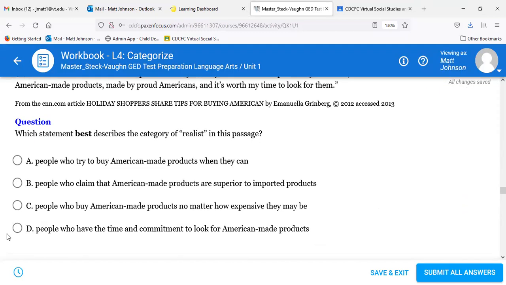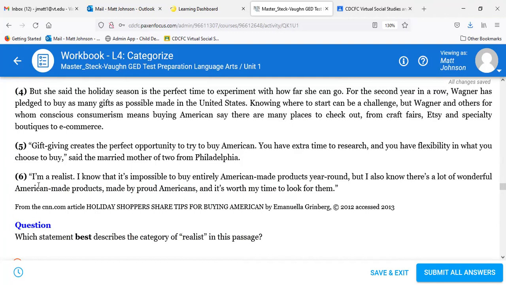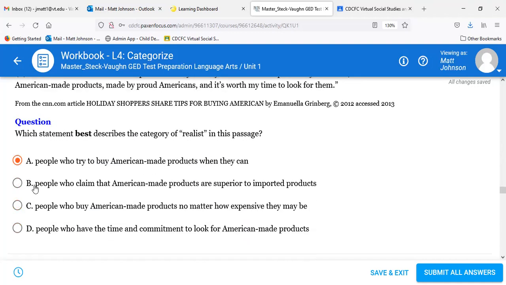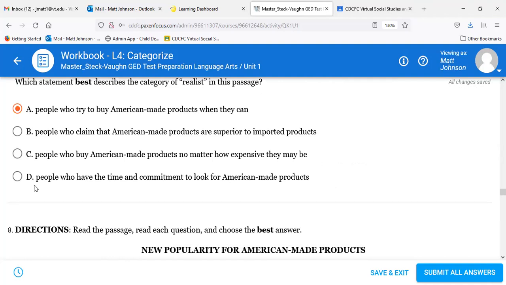Seven. Which best describes the category of a realist in this passage? A, people who try to buy American-made products when they can. B, people who claim that American-made products are superior. C, people who buy American-made products no matter how expensive. Or D, people who have the time and commitment to look for American-made products. It's A. The idea of a realist is someone who understands that you can't always have things your way. So people are trying to buy American-made products when they can. Right here at the end, she says, I'm a realist. I know that it's impossible to buy entirely American-made products year round. So it's somebody that's going to look for them, but may not always acquire them. All right, so seven is A.